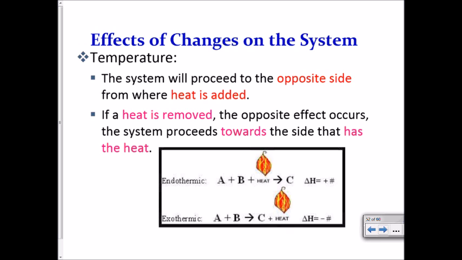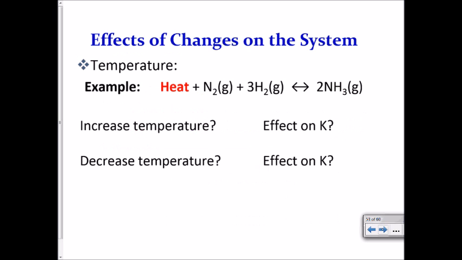So go ahead and take a look at the next example and see if you can see what's going on there. Heat here has been labeled for you as part of the reaction. What type of reaction is this? This is going to be endo. Delta H is going to be positive. Some things like that you can tell.